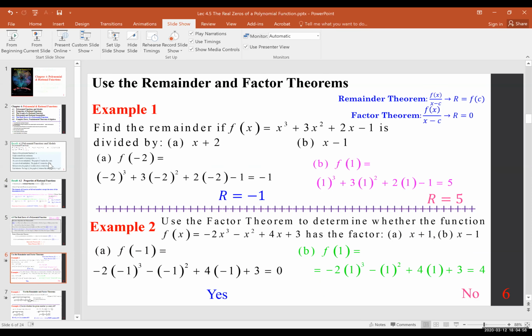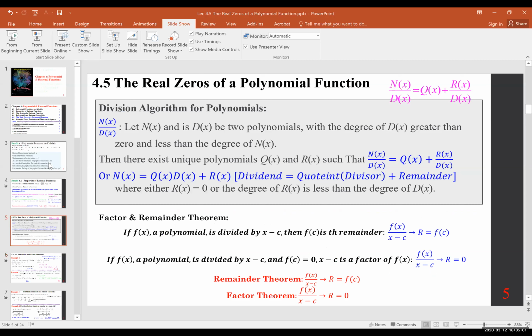Then, as far as this section is concerned, I mentioned the division algorithm and what it means, but more importantly, understanding the remainder and the factor theorem, okay? Basically, they are the same. The remainder theorem says if you are dividing by x minus k, or a, or c, just evaluate the function at that point. And if it's any number, that's your remainder. If it happened to be a zero, it becomes a factor.